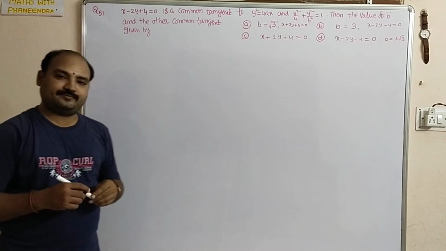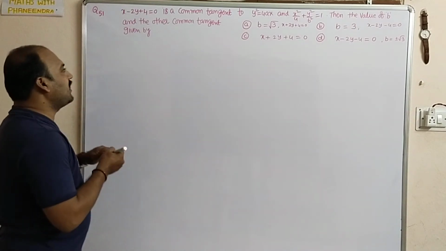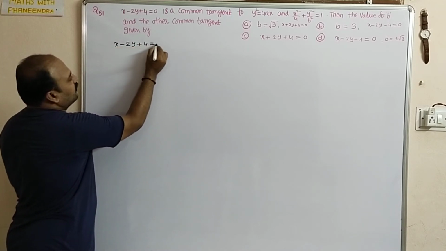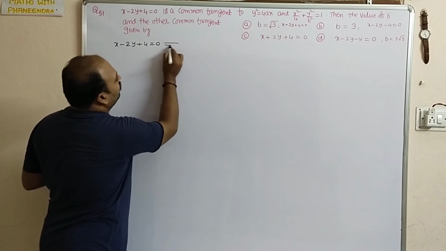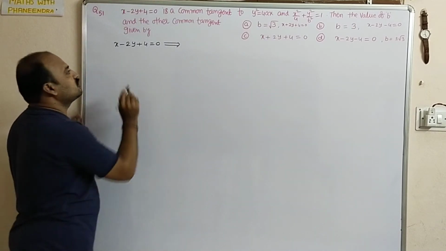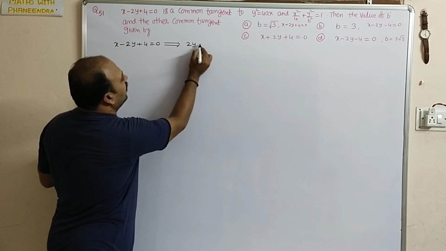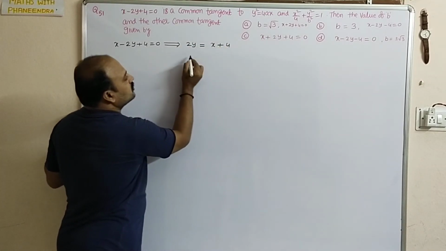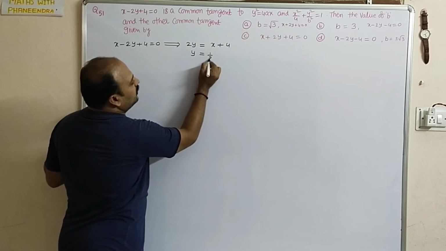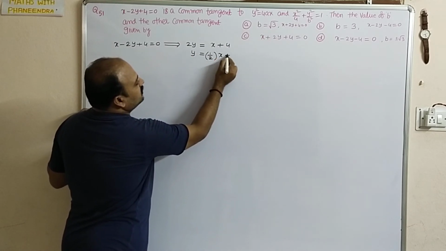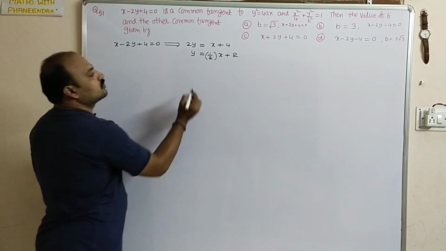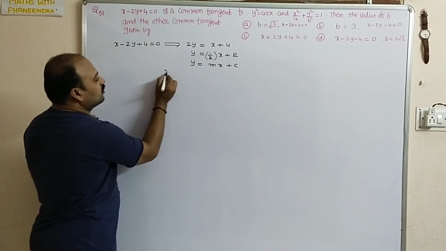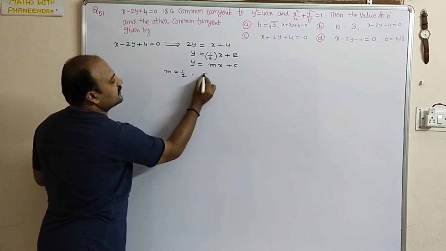See here. The first common tangent, we have to write x minus 2y plus 4 equal to 0. This you can write in the form of y is equal to mx plus c. So minus 2y we can take this side, plus 2y is equal to x plus 4. So y is equal to 1 by 2 into x plus 2. Compare with y is equal to mx plus c. So m is equal to 1 by 2 and c is equal to 2.